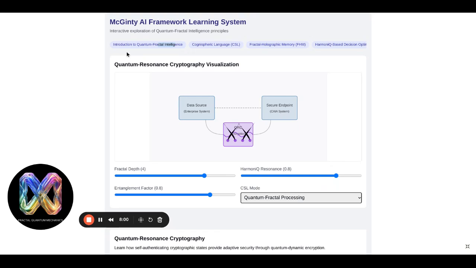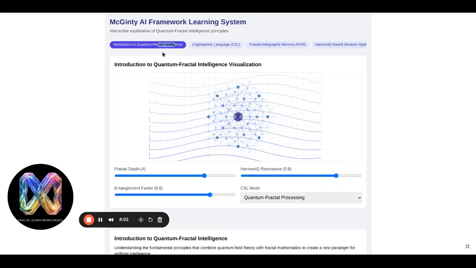Users can adjust parameters like the fractal depth, controlling the complexity of self-similar structures, the harmonic resonance, which adjusts the quantum field intensity. The entanglement factor allows them to modify the quantum connection strength, and CSL mode, switching between classical and quantum fractal processing. Each of those adjustments provides immediate visual feedback, helping users develop intuition for what these abstract concepts do.